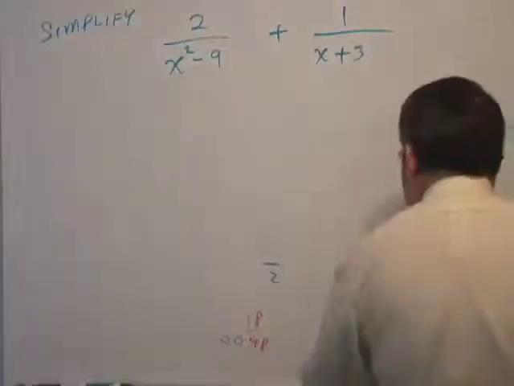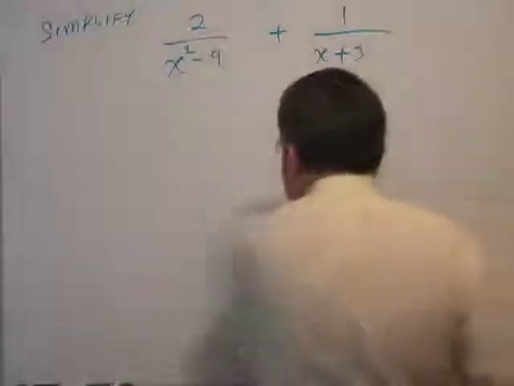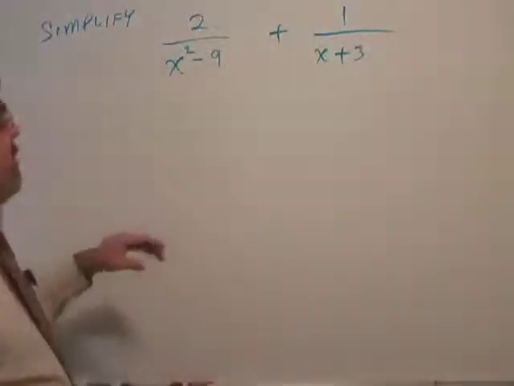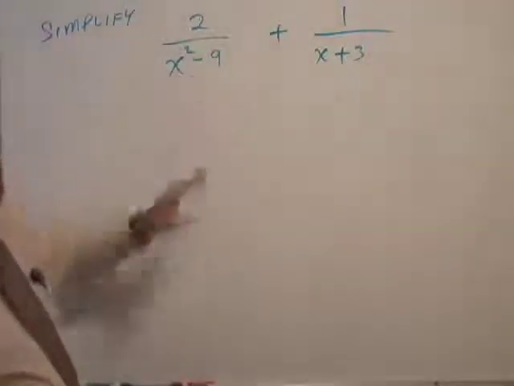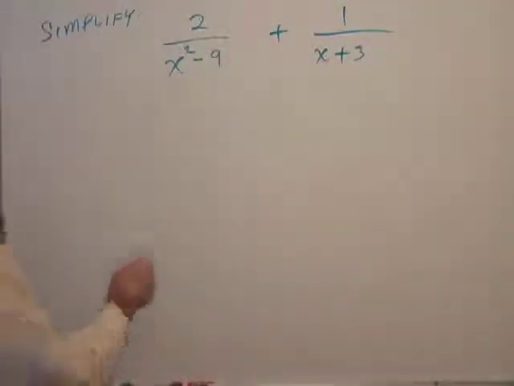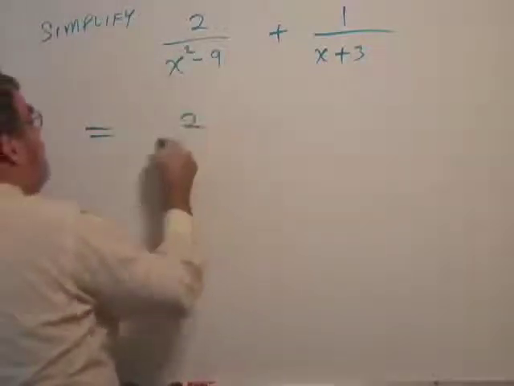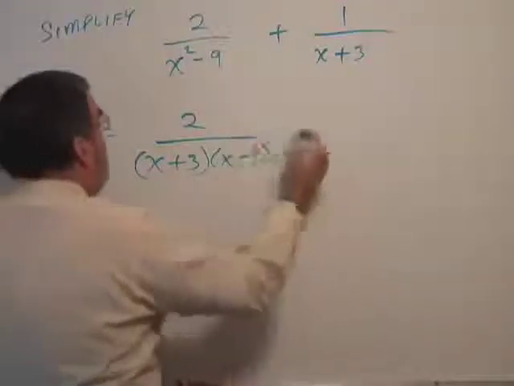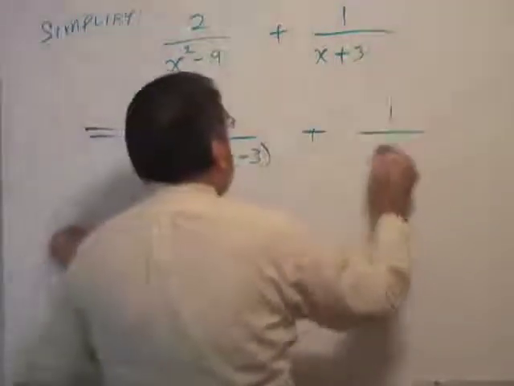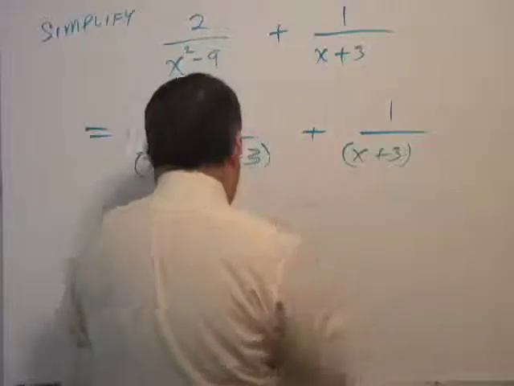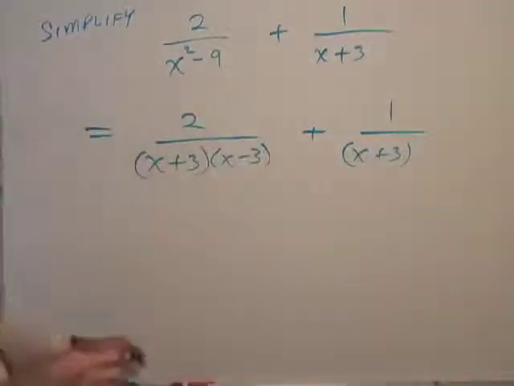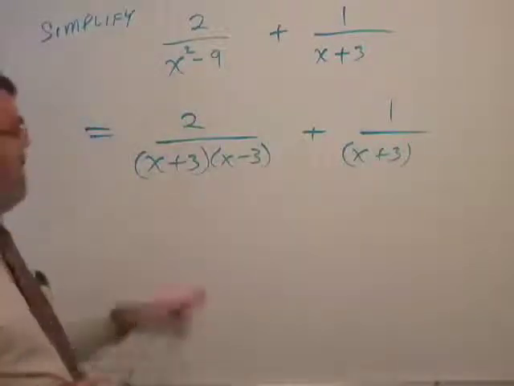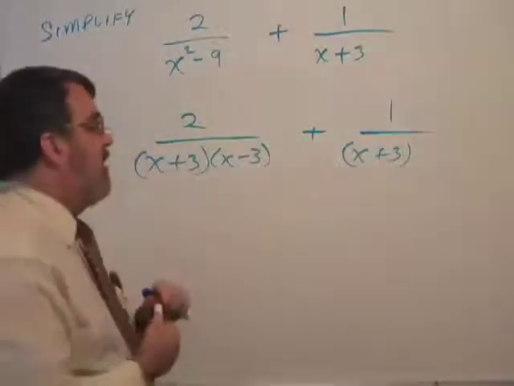All right, well, how do we do that? Well, like a lot of things in this chapter, factoring is the key. So your first step should be to factor your denominators if they can be factored. Well, this one can. It's 2 over x plus 3 times x minus 3. And this denominator is 1 over x plus 3. So once we factor it, we see, well, they already have x plus 3 in common.